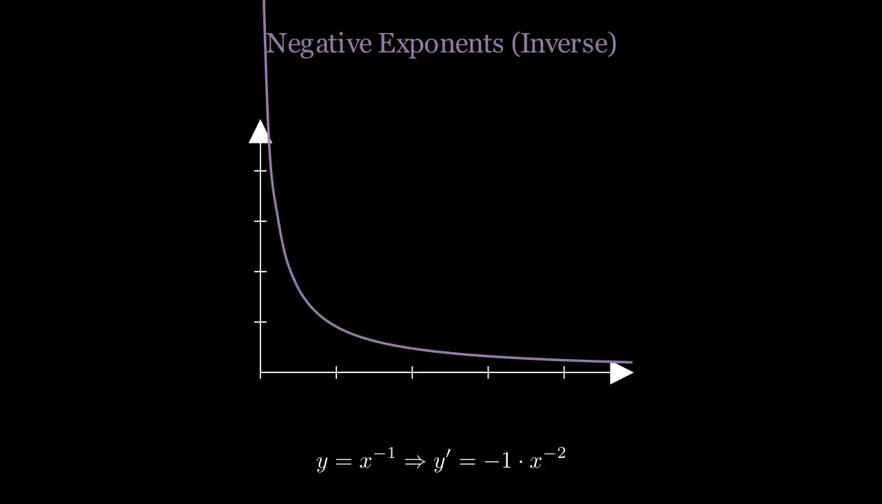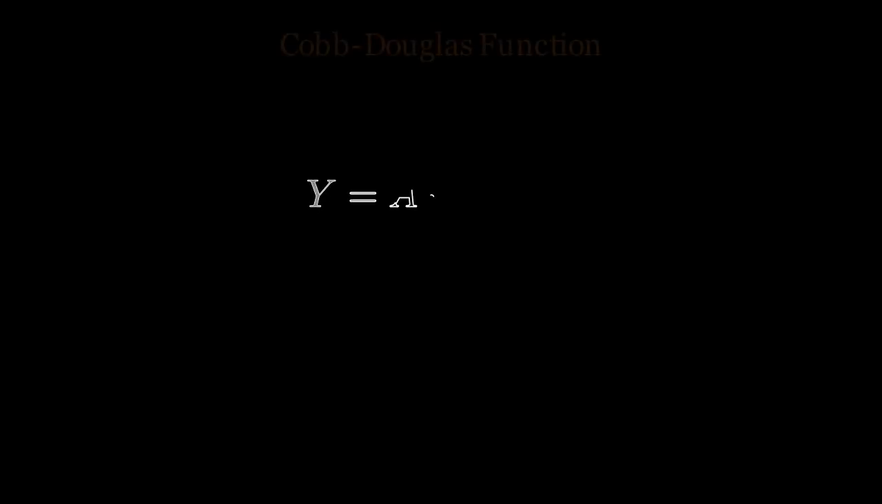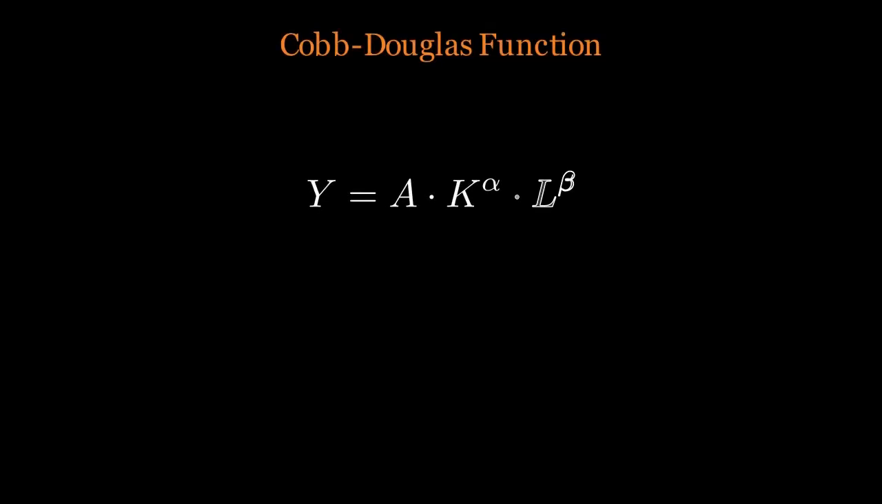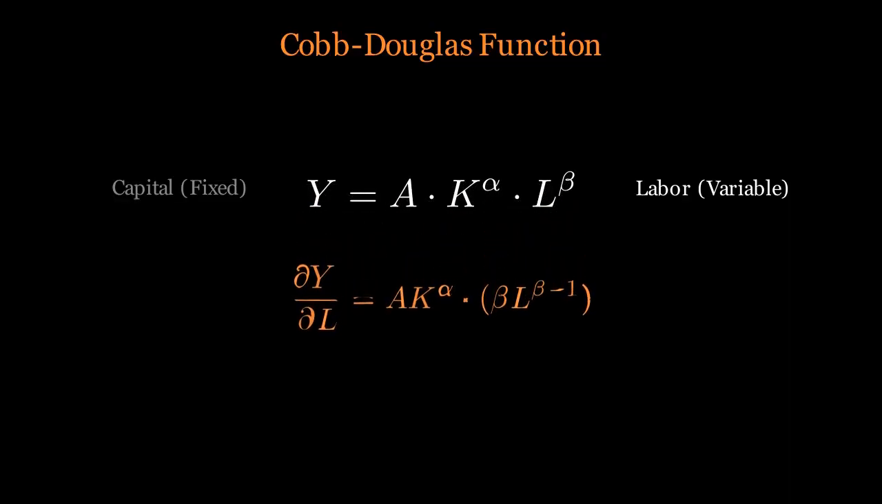Finally, we see the power rule in the famous Cobb-Douglas production function, Y = A times K^alpha times L^beta. When we take the partial derivative with respect to labor, we treat capital as a constant and apply the power rule to L^beta, resulting in the marginal product of labor. This single rule allows us to calculate how much a new worker adds to the national GDP.